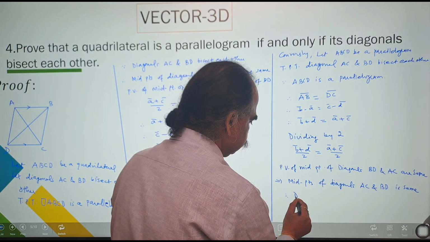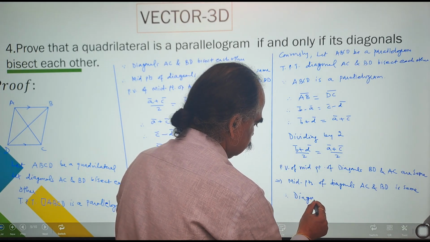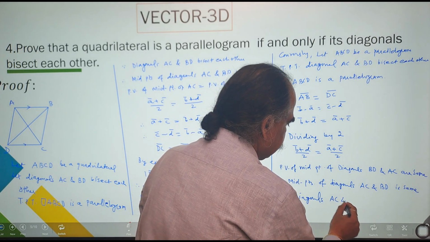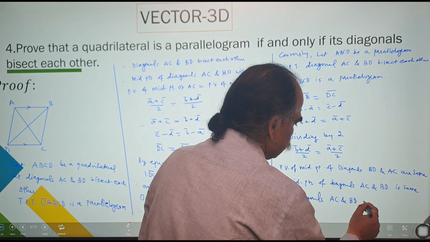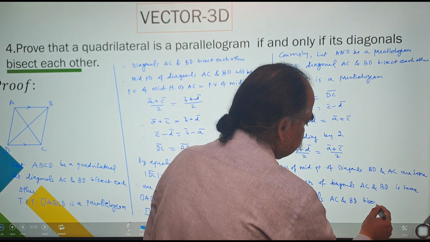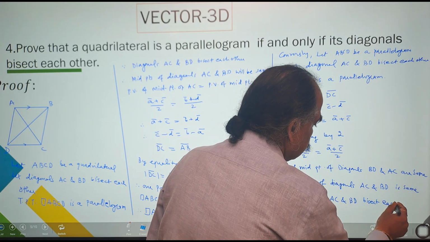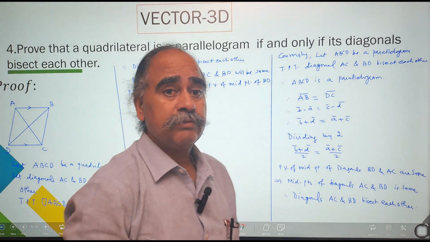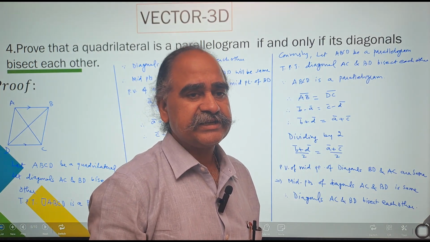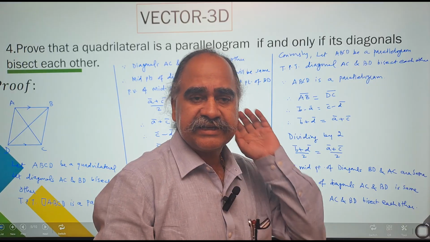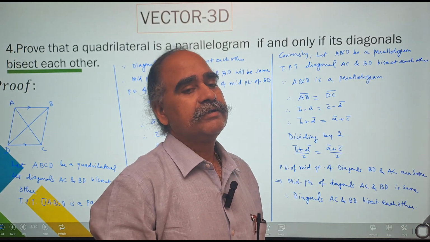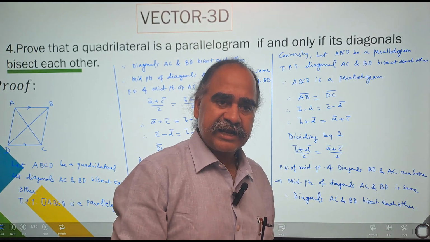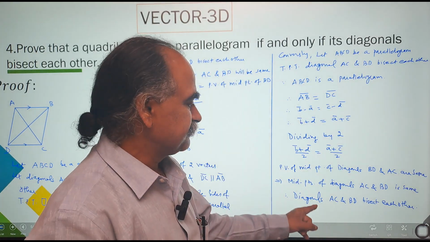Therefore, diagonals AC and BD bisect each other. Whenever we have to prove diagonals of a parallelogram bisect each other, diagonals of a square bisect each other, diagonals of a rhombus bisect each other, rectangle bisect each other, the method is 100% the same.